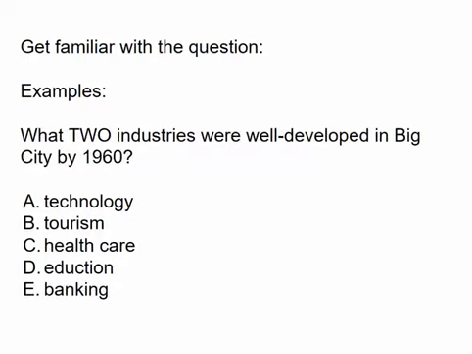Now, if there is more than one answer and you have, let's say, 5 answer choices to choose among, then your question will look something like this. It might read, what 2 industries were well developed in big city by 1960? Okay, now if you've got 6 answer choices and 3 correct answers that you need to find, you could just replace the number 2 with number 3, and that's what it would look like if you add another answer choice there. All right, but this is just to get familiar. These are what the IELTS multiple choice questions look like.